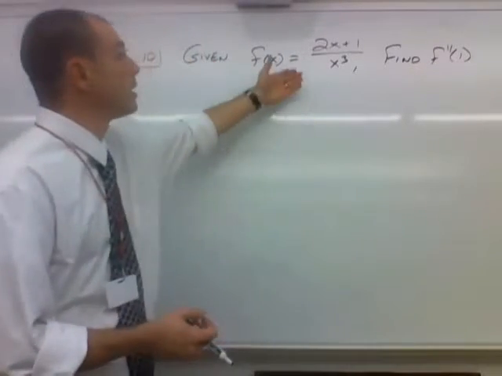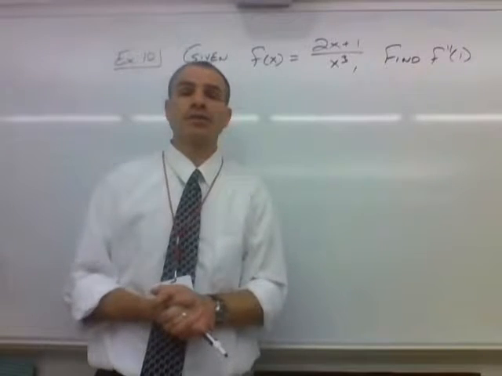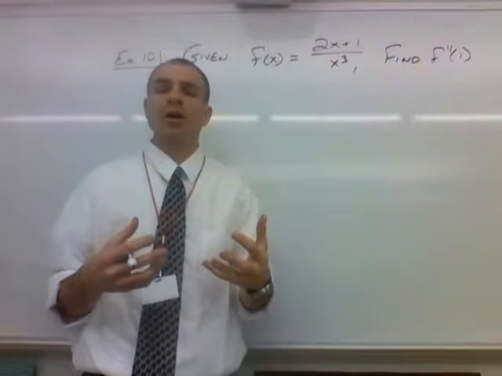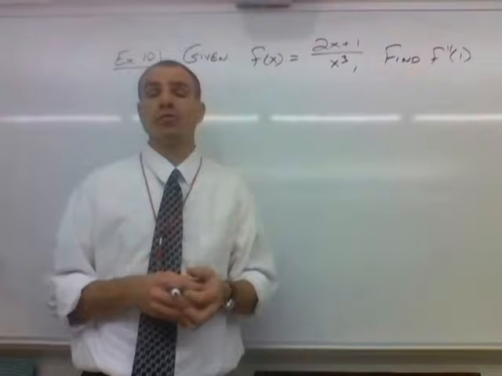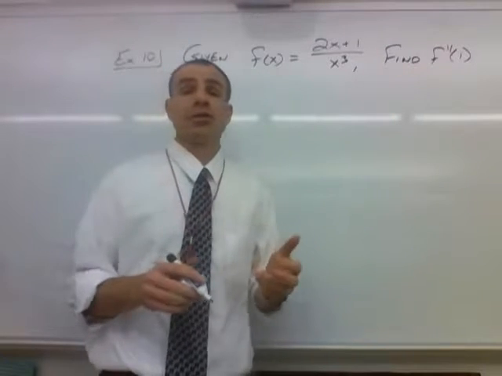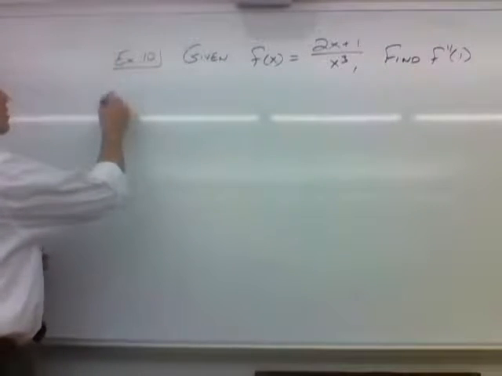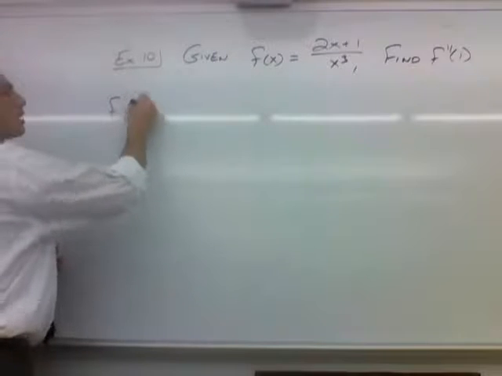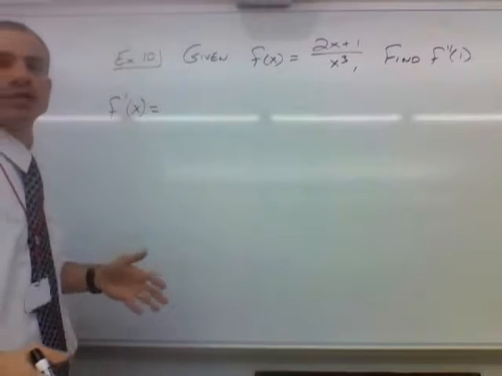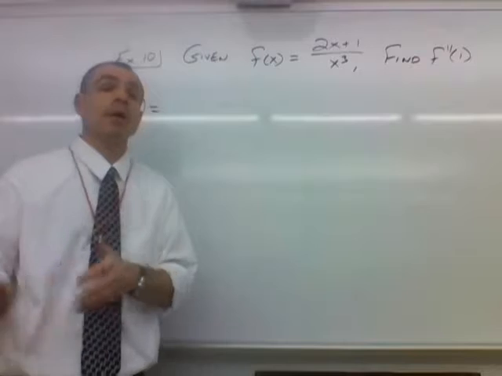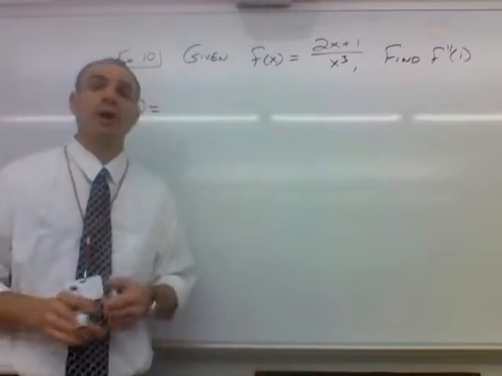Okay, so we see 2x plus 1 divided by x cubed. So we have to recall here that this is going to require the quotient rule to get the first derivative. So let's go ahead and look at the quotient rule. All right, we remember it however is best for us. Again, my recommendation, we think of this as bottom d top minus top d bottom all over bottom squared.